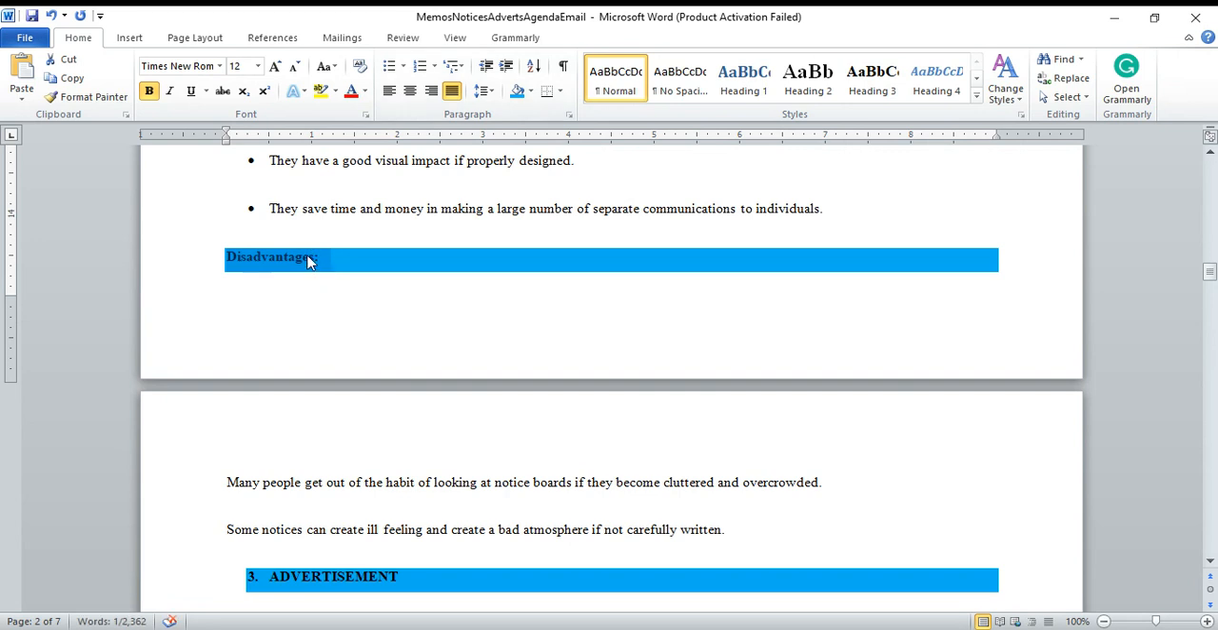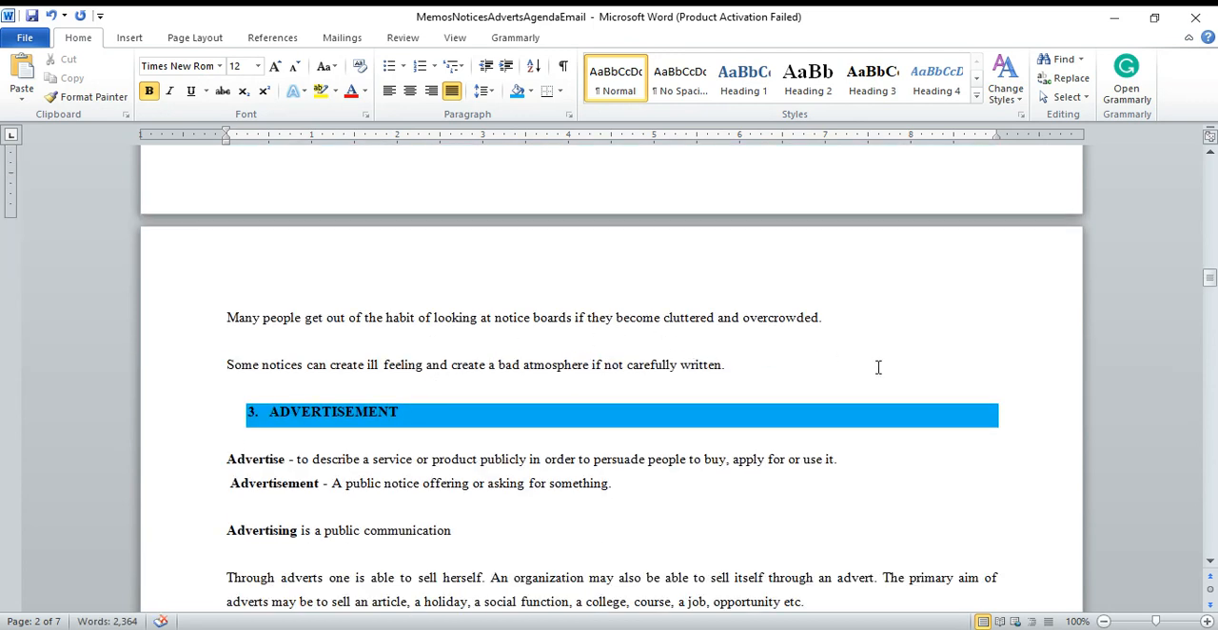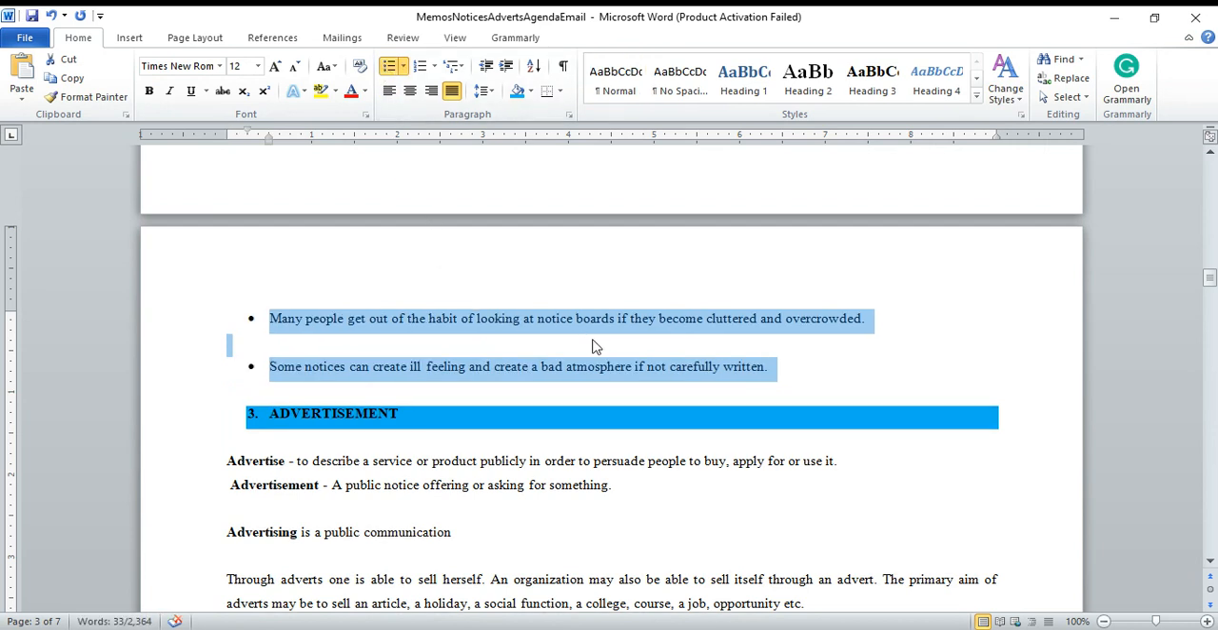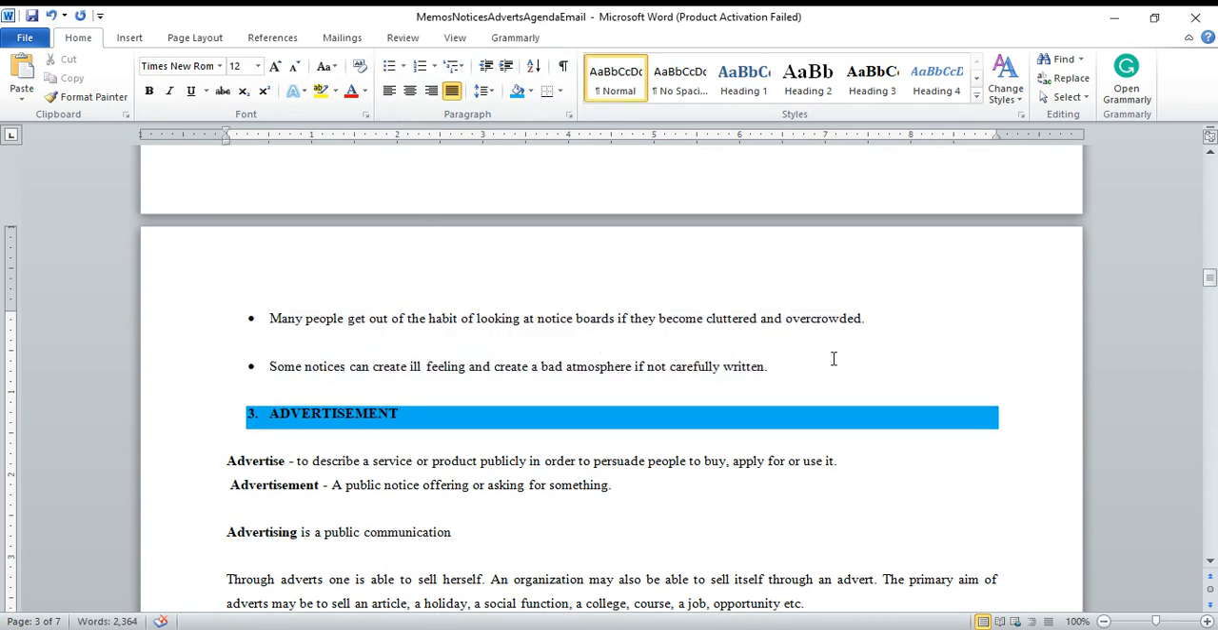In this case, we are saying that many people get out of the habit of looking at a notice board if it becomes cluttered and overcrowded. Okay, what we are saying here is that most people will tend not to give attention to the notice board if there are so many things on it. Then some notices can create ill feeling and create a bad atmosphere if not carefully written.